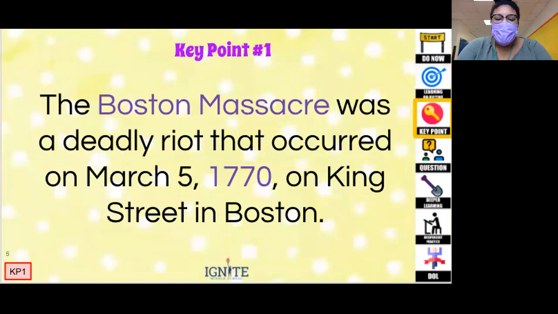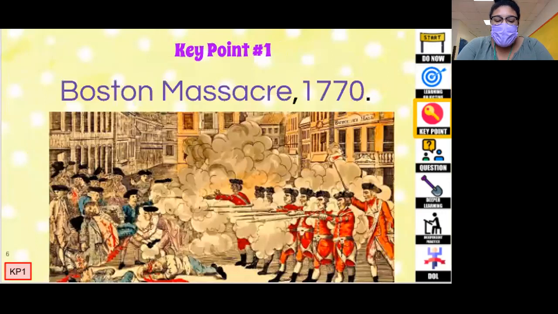The Boston Massacre was a deadly riot that occurred on March 5th, 1770 on King Street in Boston. It began as a street brawl between the American colonists and a single British soldier, but it quickly escalated. If you look at this image, you can make an inference. The people in red are the British soldiers. The ones on the left in blue and white are the American colonists. You can probably infer that this painting was done by an American colonist just because of how it depicts the event.